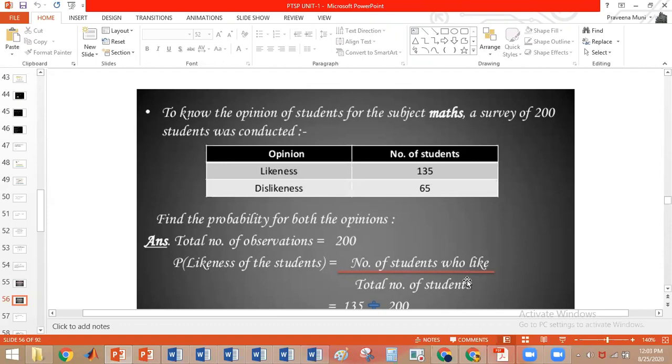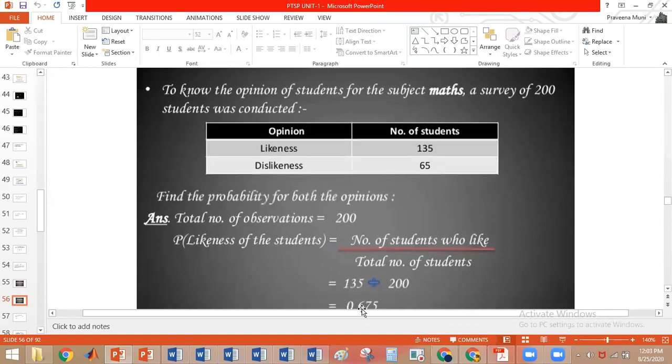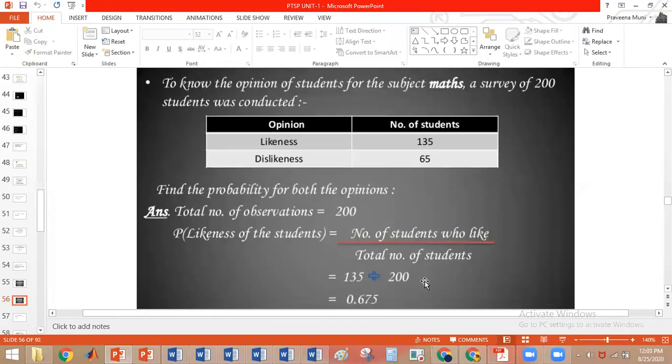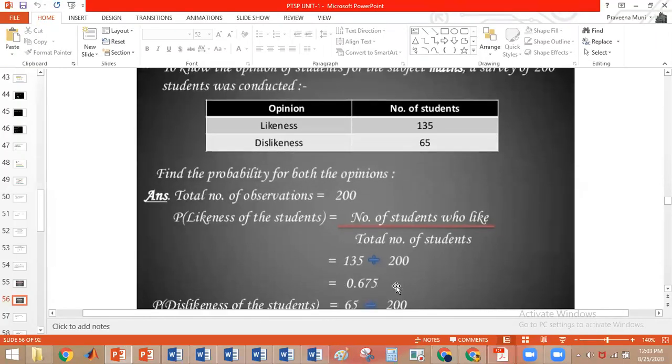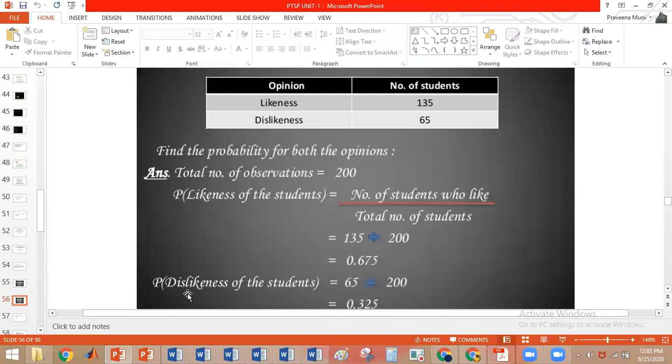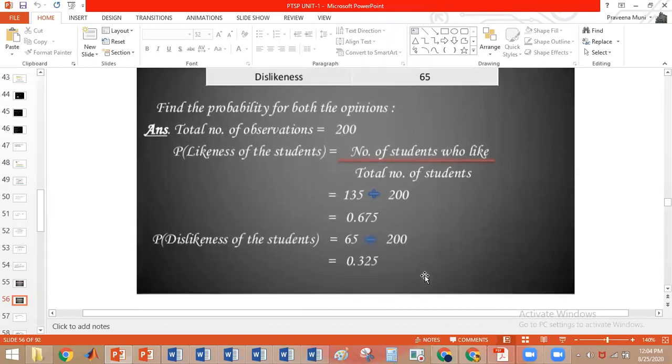So the probability of liking will be the number of students who like maths divided by the total number of students. The number of students liking maths is 135 divided by 200, so we got 0.675. Similarly, the probability of students disliking the maths subject is 65 divided by 200, because 65 students are not liking maths out of 200. So 65 by 200, we got 0.325.